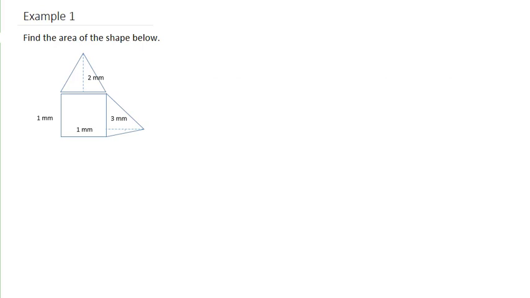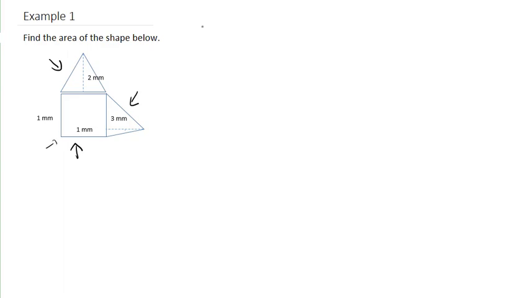Example 1. Find the area of the shape below. So you can see that we have 3 distinct shapes. So we have a triangle here, a triangle here, and a square here. And so what we need to do is break this into the 3 different shapes in order to find the areas of each one, and then we will add them together. So let's first handle the square, or the parallelogram.